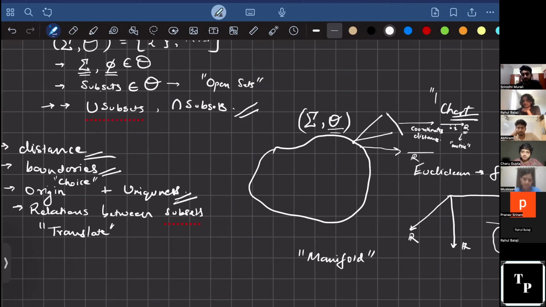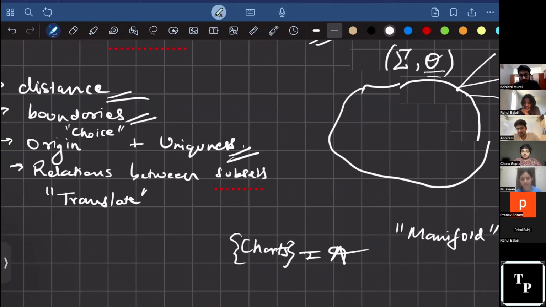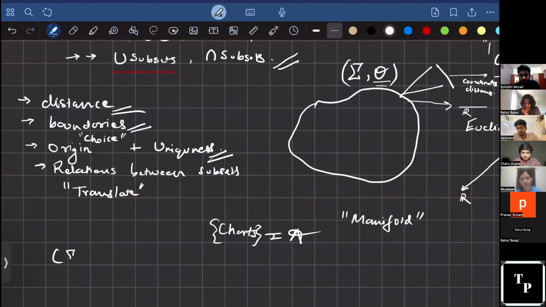Okay, so you have different charts for each subset. And what is a collection of charts called? Atlas. It's an atlas, right? Yeah, the set of charts is an atlas, and I'll denote it by A. So a manifold is actually a triple, where it has the set, it has the topology, and an atlas. Okay, and now you have a manifold.